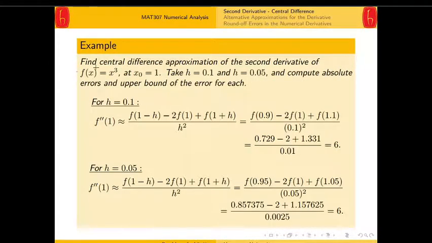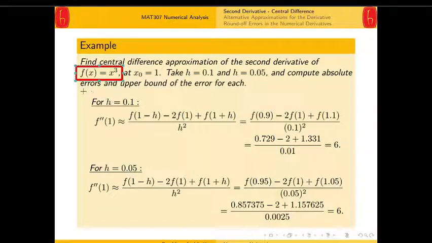Okay, an example. Find the central difference approximation of the second derivative of f of x equals x cubed at x naught equals 1. And we take h equals 0.1 and h equals 0.05. And then we compute errors and find upper bounds for the errors for each h value.